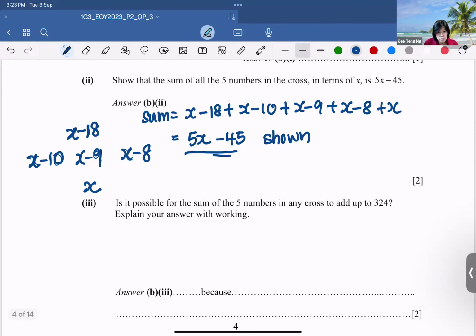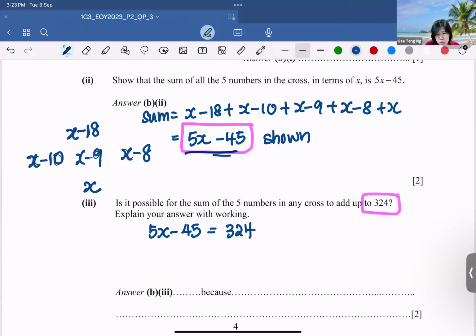Is it possible for the sum of the 5 numbers, which is the formula that tells me the sum of all these 5 numbers, to add up to 324? So it's asking whether 5x minus 45 can add up to 324. How would I know? I look at my equation over here. My only unknown is x. So what they are asking is to find the x value. Solve for x.